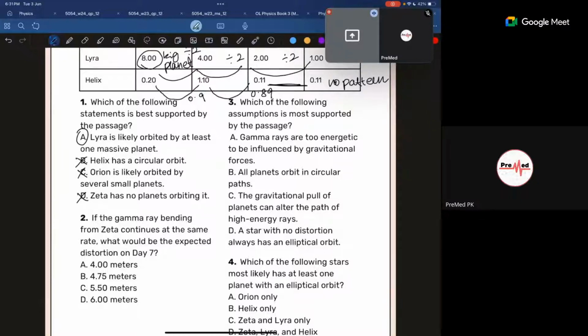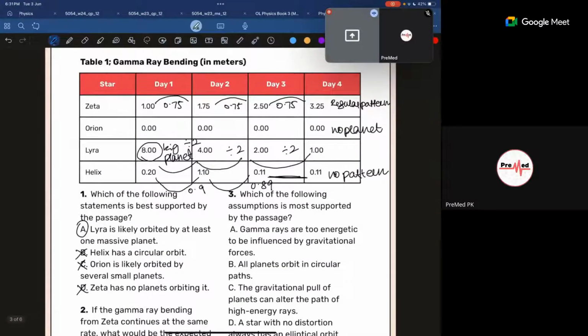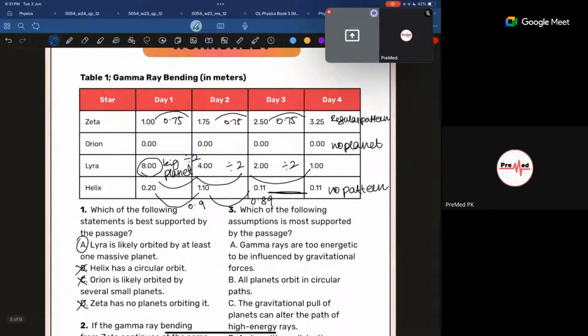Okay, we'll now move on to question number 2. If the gamma ray bending from zeta continues at the same rate, what would be the expected distortion on day 7? So we know that distortion is the degree of gamma ray bending. We know that for zeta, it is 0.75 on each of the 4 days. The difference is 0.75.